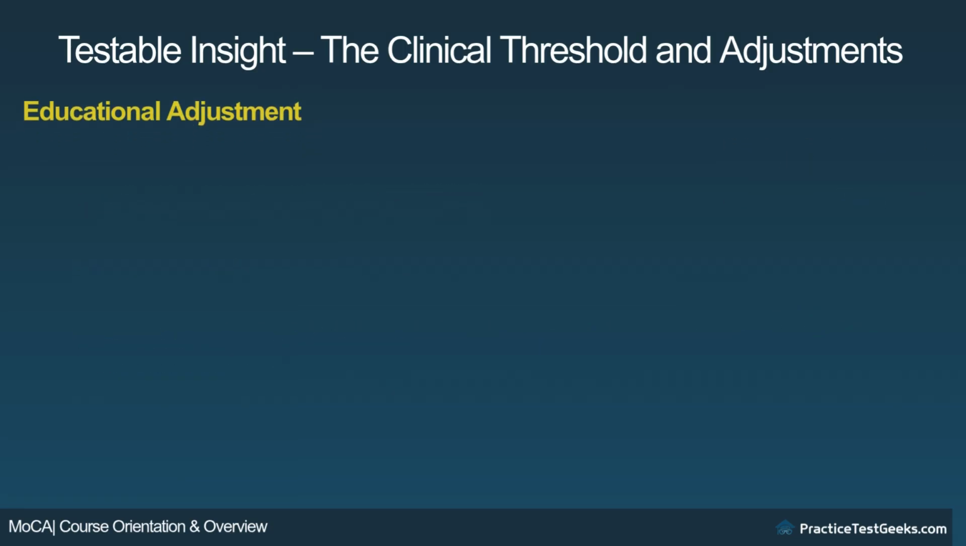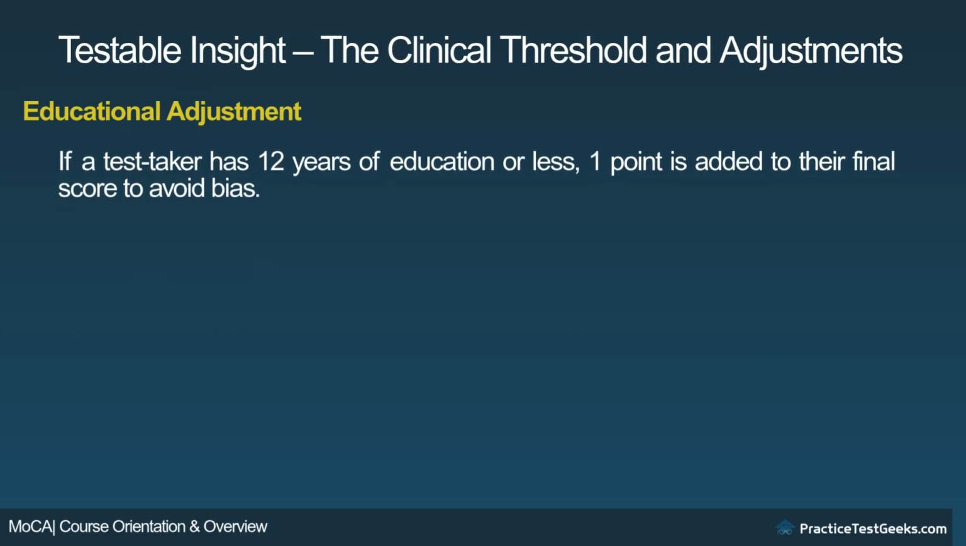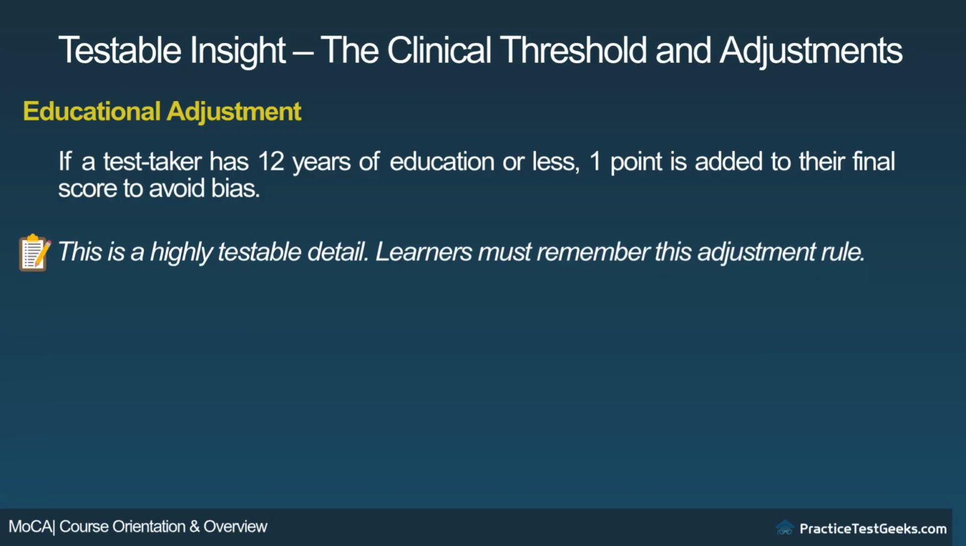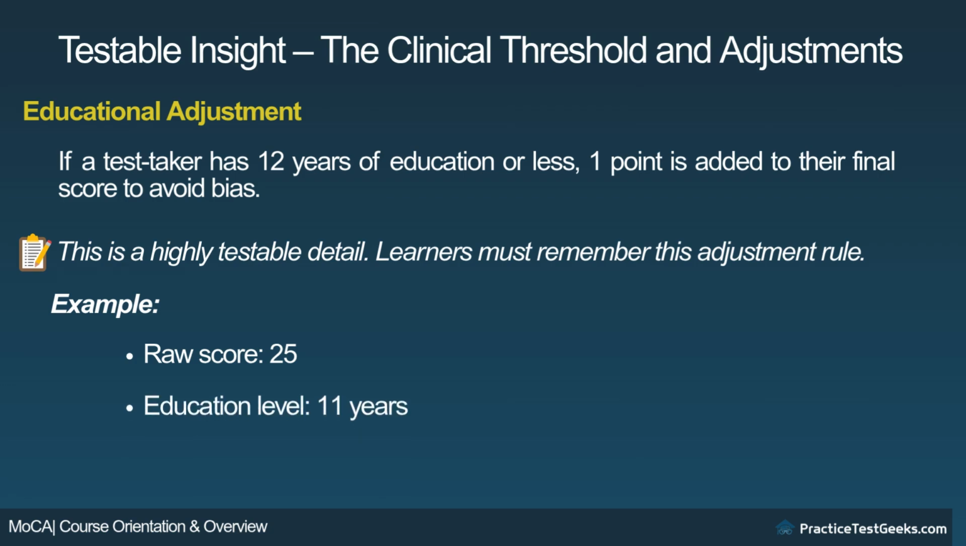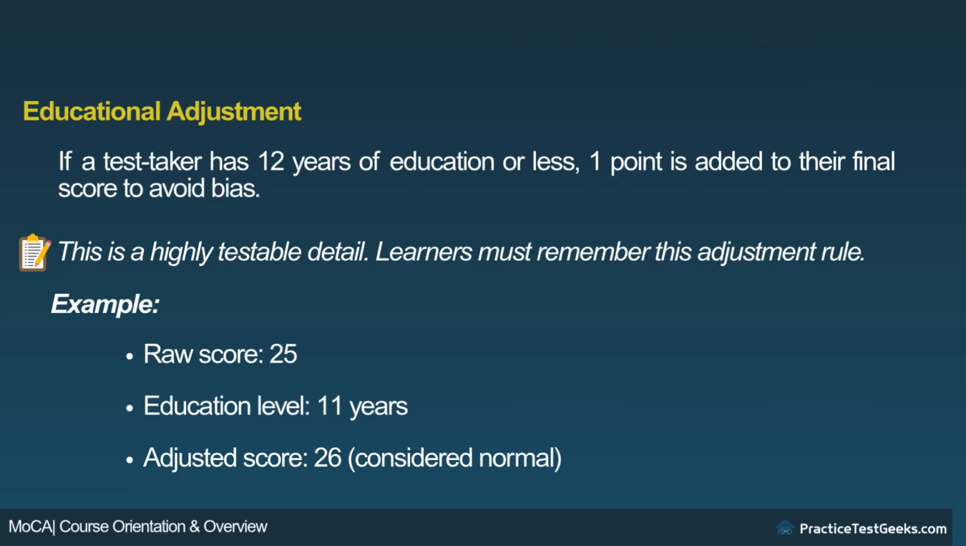Educational adjustment. If a test taker has 12 years of education or less, 1 point is added to their final score to avoid bias. This is a highly testable detail. Learners must remember this adjustment rule. Example: raw score, 25; education level, 11 years. Adjusted score, 26, considered normal. This adjustment ensures fairness across diverse populations, which is why it's emphasized in exams and training.